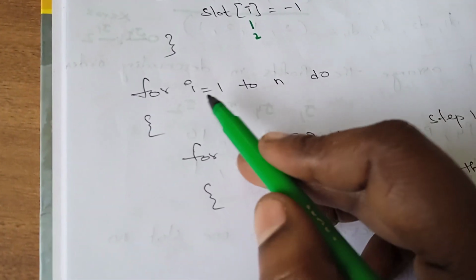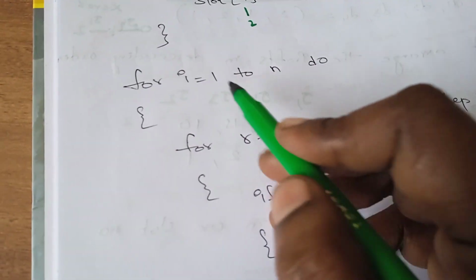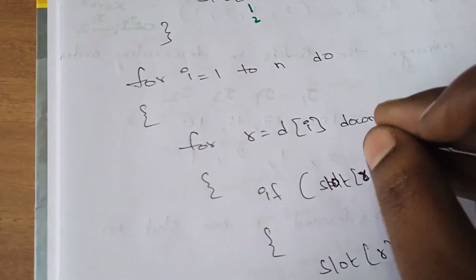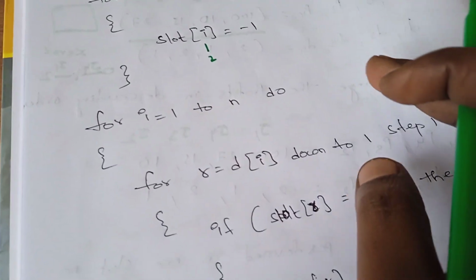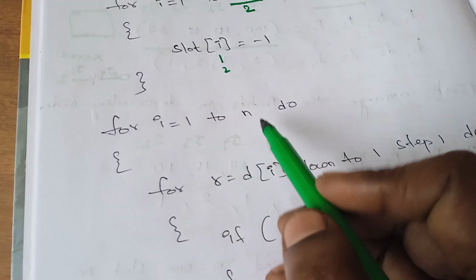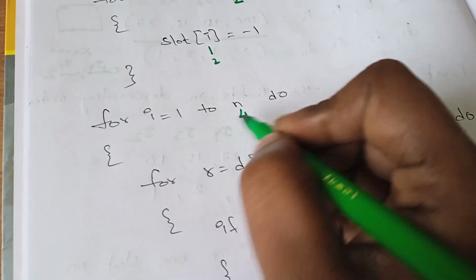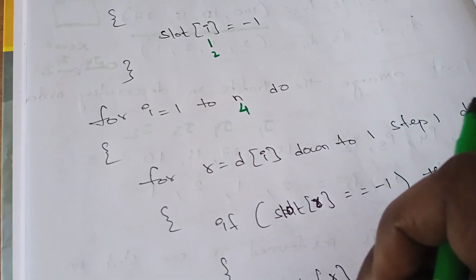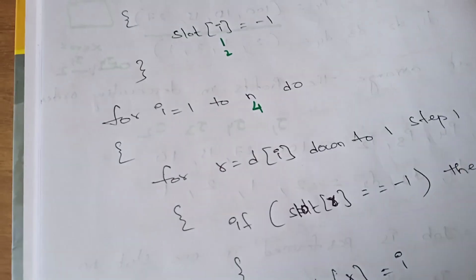Now for I is equal to 1 to n, that is, now I am going to allot the correct slot according to their maximum profit. Now for I is equal to 1 to n means, for I is equal to 1, then what is the slot? I is equal to 2, what is the slot? 3 slot, 4 slot will be going to do.